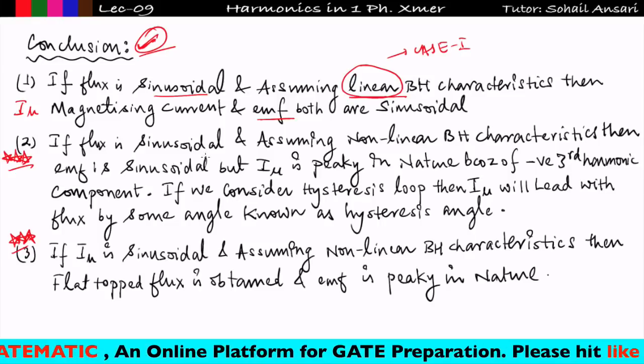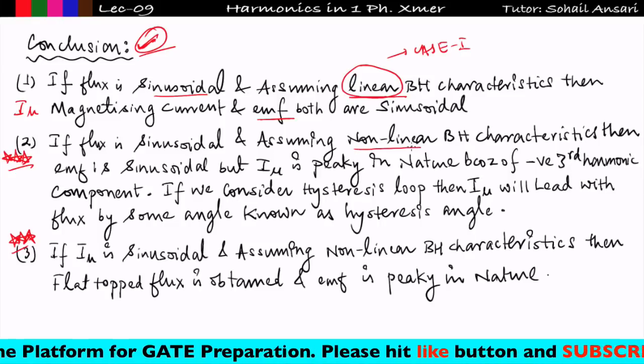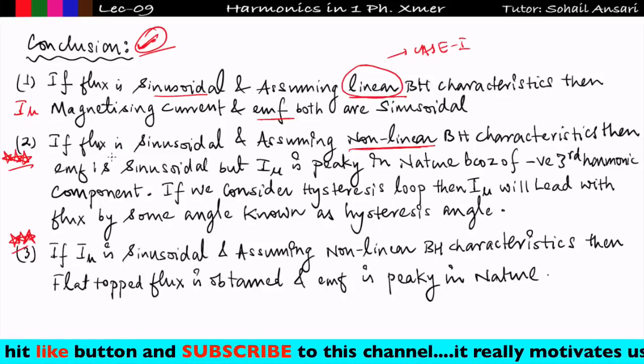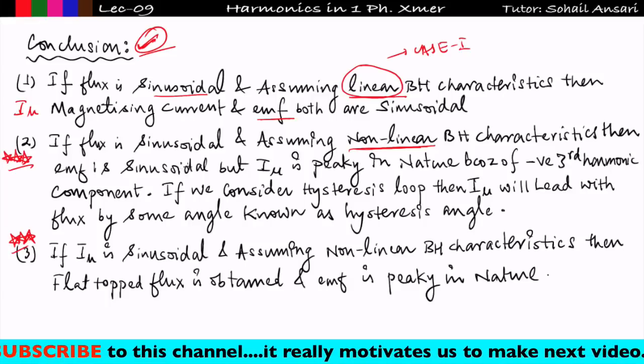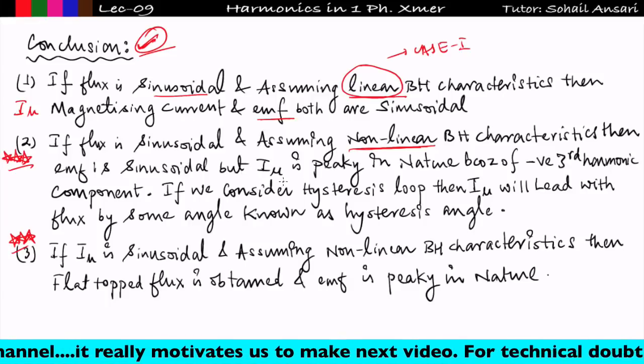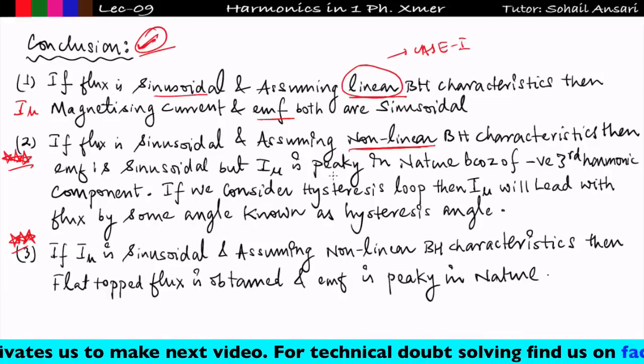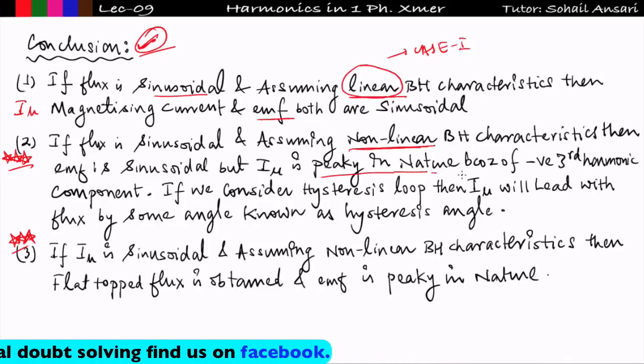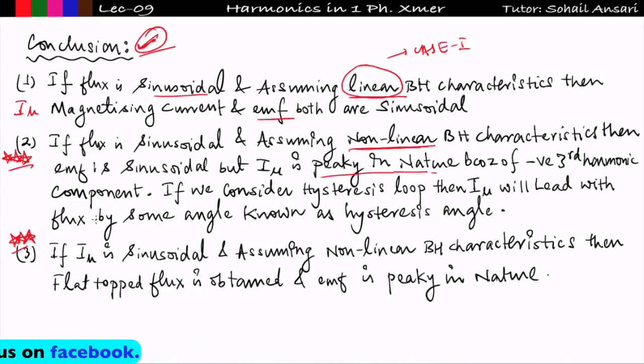In case 2, if flux is sinusoidal and assuming non-linear BH characteristics, then EMF is sinusoidal, no problem, because if flux is sinusoidal then EMF equal to minus d phi by dt will also be sinusoidal or cosinusoidal. But I mu, the magnetizing current, will be peaky in nature, as we have seen, because it is dominated by the negative third harmonic component, as we saw in the previous slide. Now if we take the hysteresis loop into account, then I mu will lead the flux by some angle. The waveform will remain as it is, but the waveform of I mu will lead the flux by an angle known as the hysteresis angle, which we have also seen.